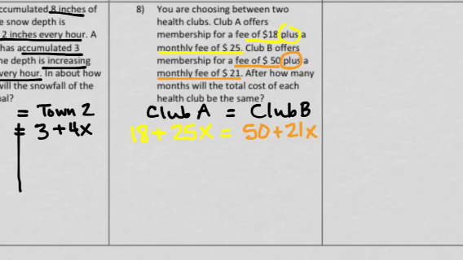So that is the equation we would use to solve, to figure out after how many months you would have paid the same amount at each club. That is the end of the notes.